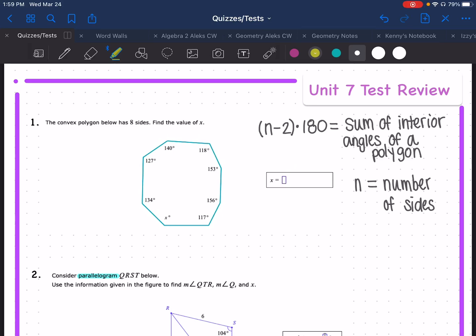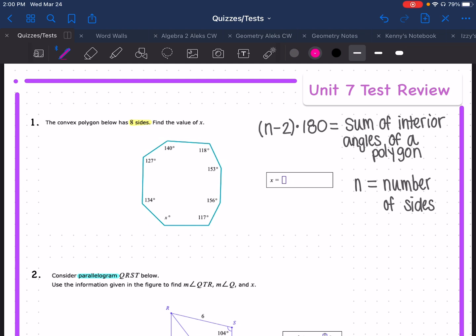Today's lesson is the Unit 7 test review. Let's go ahead and get started. Question number 1 is going to give you a convex polygon, and it's going to ask you to find one of the interior angles. In my question 1, I have an 8-sided polygon.